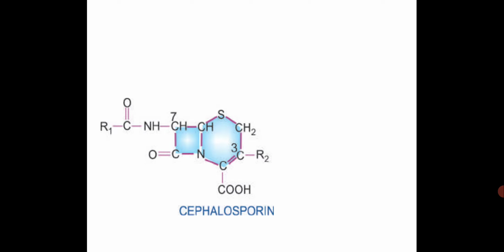Let's see the structure of the cephalosporin. It is a beta-lactam antibiotic. See here the beta-lactam ring. At the 7th position, if we add a side chain, it alters the spectrum of activity. So there are changes in the antimicrobial spectrum with the various generations of the cephalosporins.